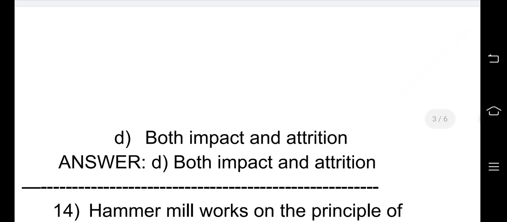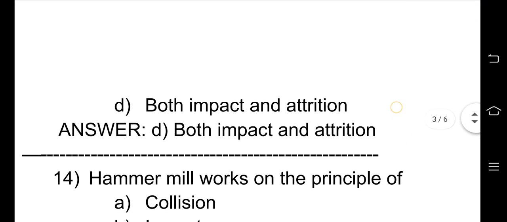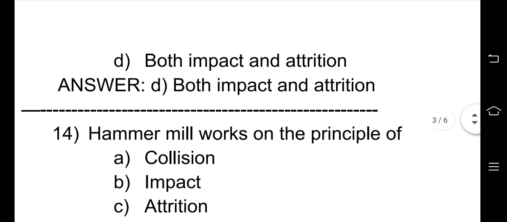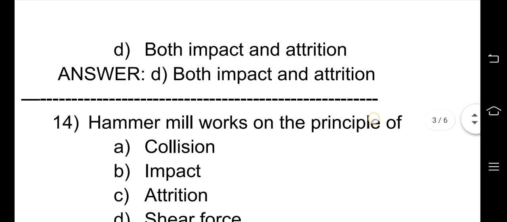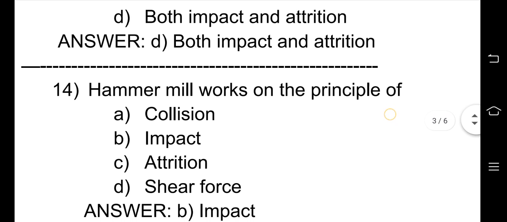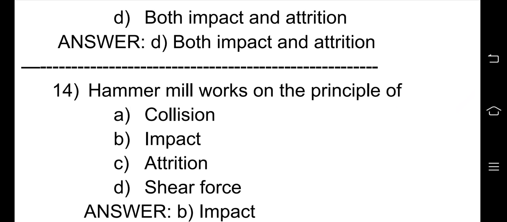Now coming to the 14th question. Hammer mill works on the principle of option A collision, option B impact, option C attrition and option D shear force. The ball mill works on the principle of both impact and attrition. Here they have asked about the hammer mill. That is the principle of hammer mill. So the hammer mill works on option B impact. The answer is option B impact.